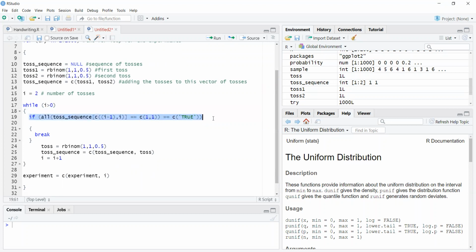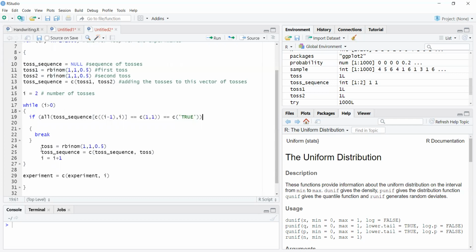If the toss sequence of i and i minus 1 - already 2 tosses have happened - suppose the first 2 are heads, we stop at that moment. So C of i and i minus 1, the ith and the i minus 1. At that point, i is 2. In the first loop, it checks whether the 2 tosses are both heads or not. If it's true, then we break this loop. If it's not true, it continues.